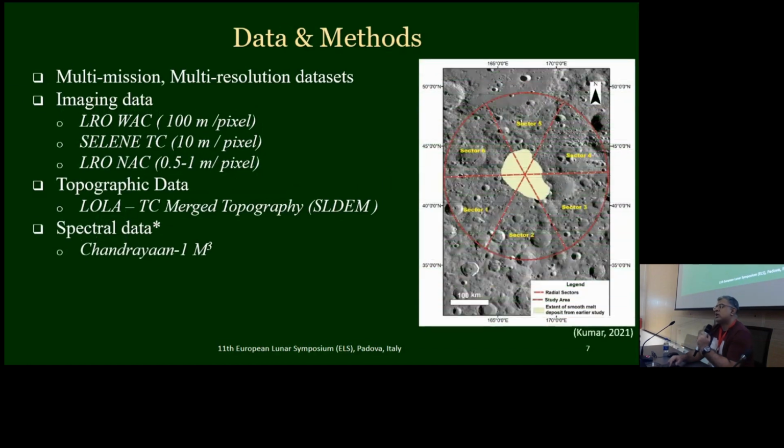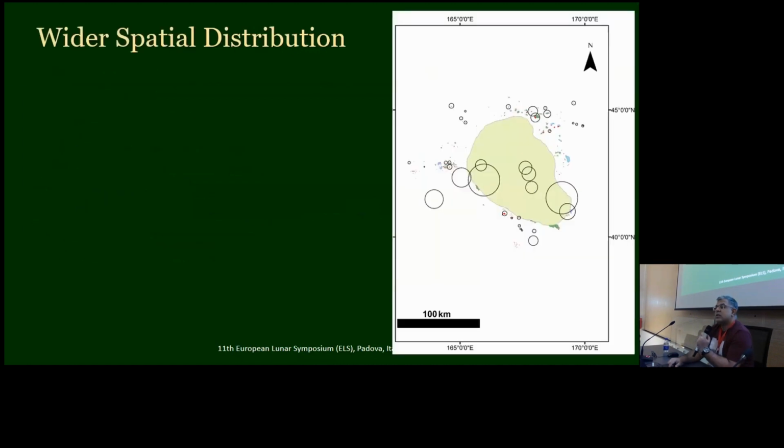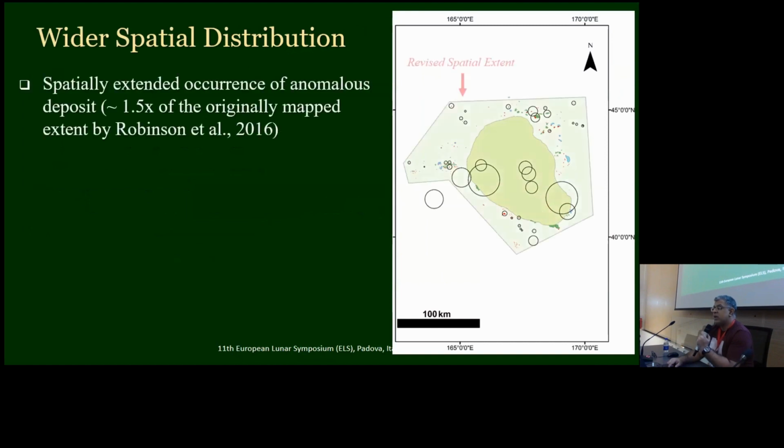So what we did was we used this initial marked-up deposit area and expanded it into different sectors and analyzed it in detail. The first result that we found was that, in contrast to what was already mapped and reported, we found a lot more area based on the image survey, almost 1.5 times.